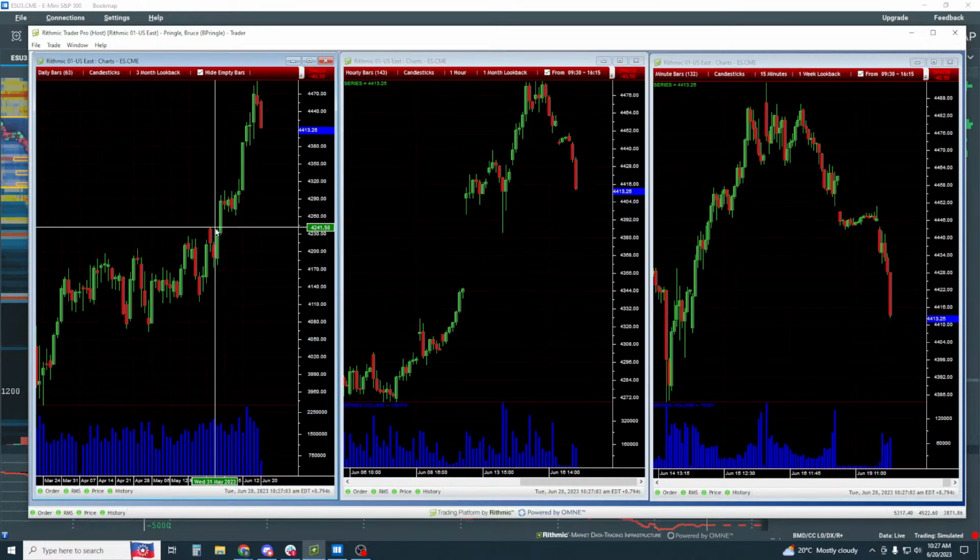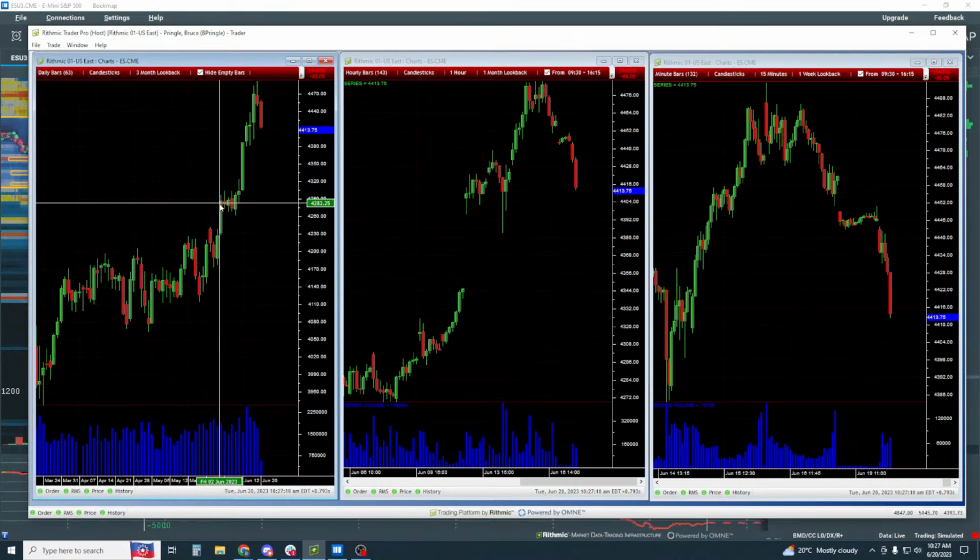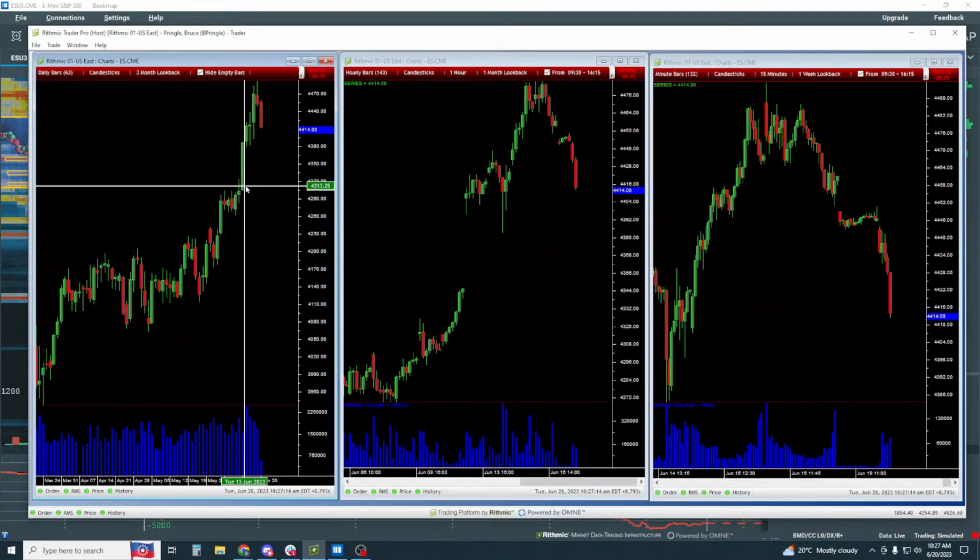Especially, I think back on this day here, June 2nd, Friday, and that breakout here. Then all week long it did really nothing, back and forth, and then it broke out again here. This was on Monday, the 12th. Some really pretty moves here.